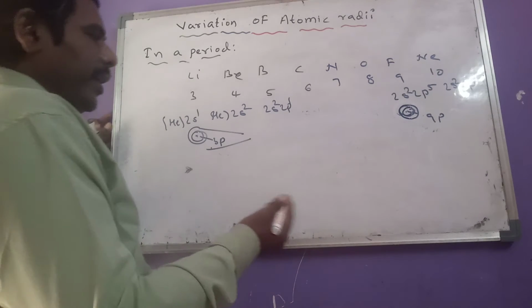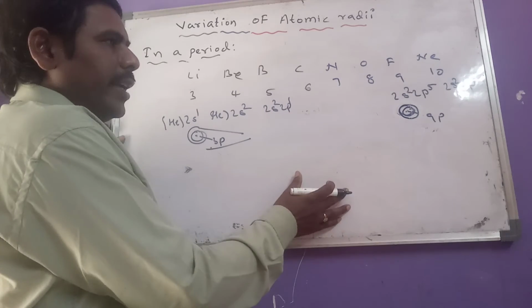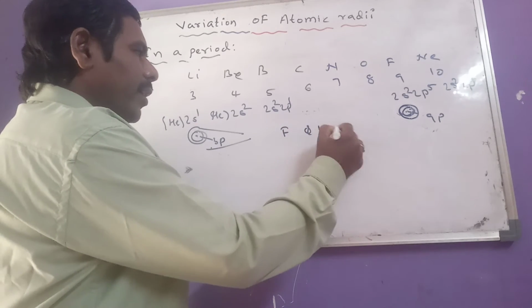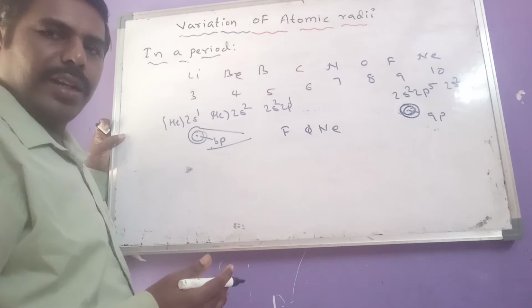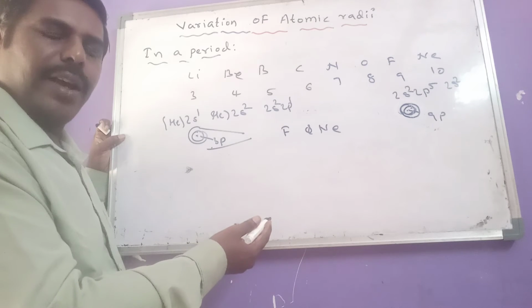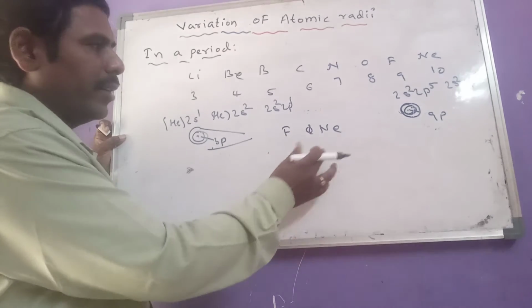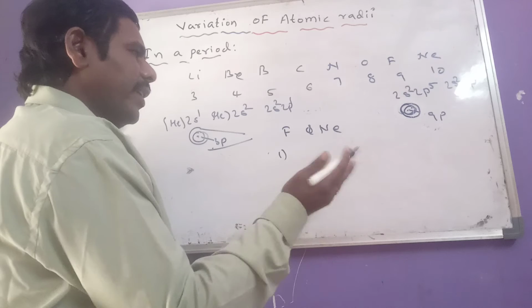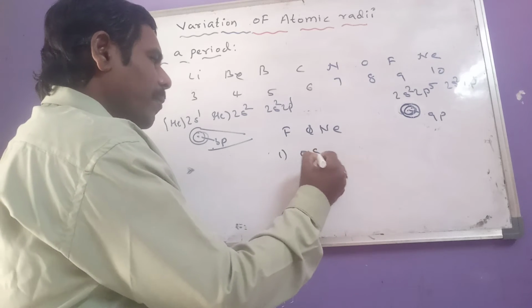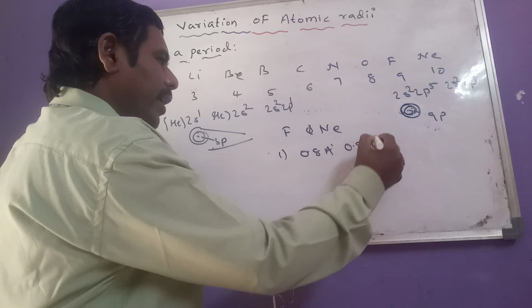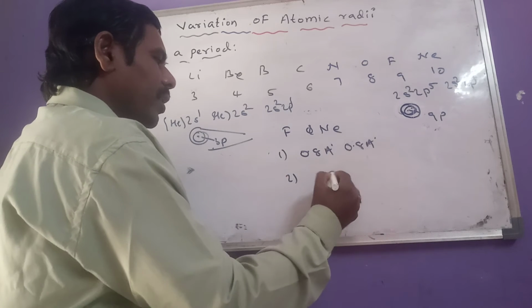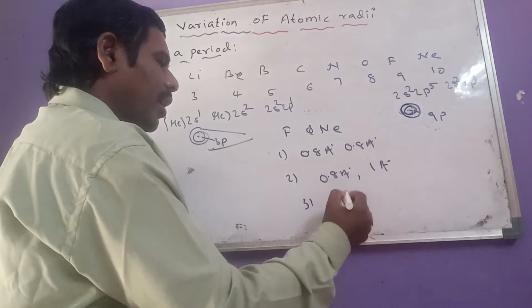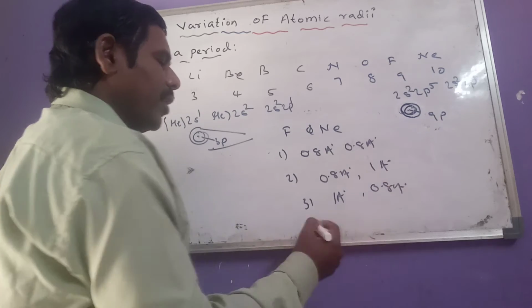How do we get questions in competitive exams? They give the question like this: what are the atomic radii values for fluorine and neon in the options given below? The first option, consider some atomic radii: 0.8 angstroms, 0.8 angstroms. Second option, 0.8 angstroms and 1 angstrom. Third option, 1 angstrom and 0.8 angstroms.